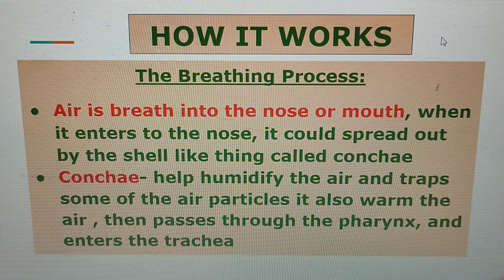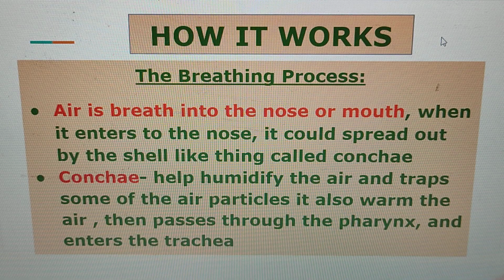It's the breathing process. Air is breathed in through the nose or mouth. When it enters the nose, it is spread out by the shell-like structures called conchae. The conchae help humidify the air and trap some of the air particles. They also warm the air, which then passes through the pharynx and enters the trachea.